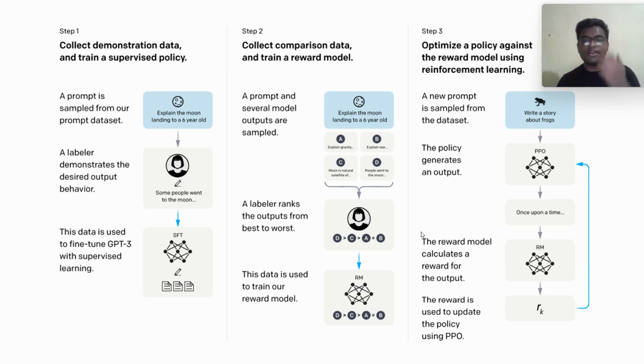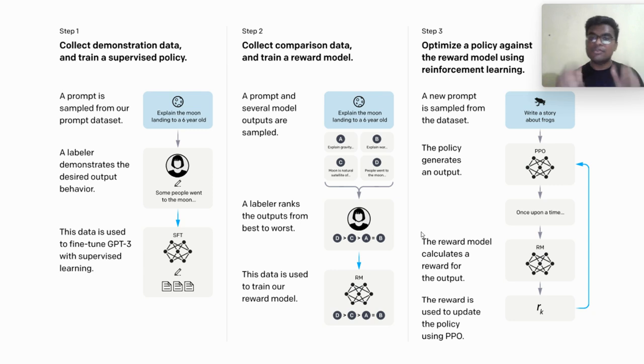Now what is my point? My point is to collect all those several outputs and train a reward model, where I give a reward to each and every output I just got and arrange them in descending order. Descending order means the output with the maximum reward is placed first. You can see the labeler ranks the outputs from best to worst, which means the reward is highest for D, "people went to the moon."